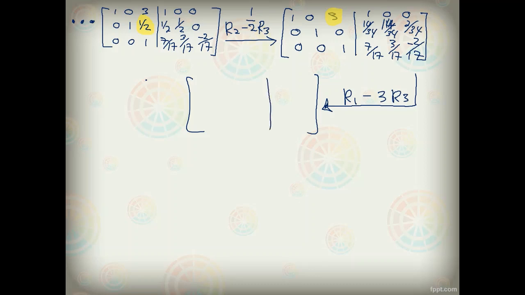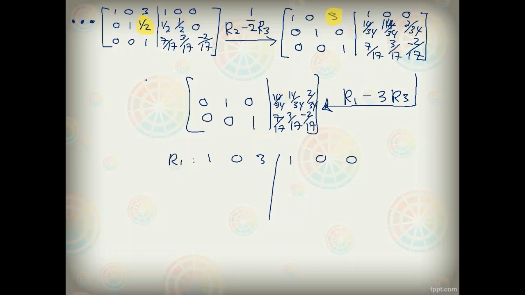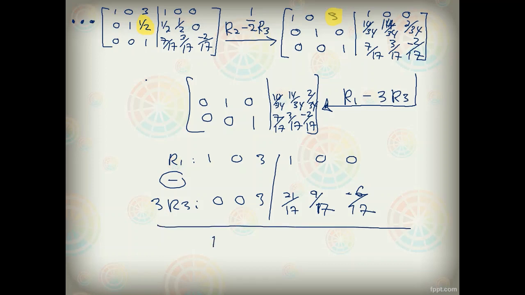Alright, what do we have? 0, 1, 0, 10 over 34, 14 over 34, 2 over 34, 7 over 17, 3 over 17, minus 2 over 17. This is 0, 0, 1. When we apply this to R1, which is 1, 0, 3, 1, 0, 0, minus 3R3. So R3 is 0, 0, 3, 21 over 17. 3 times 3 is 9 over 17. Minus 6 over 17. So you will get 1, 0, 0.